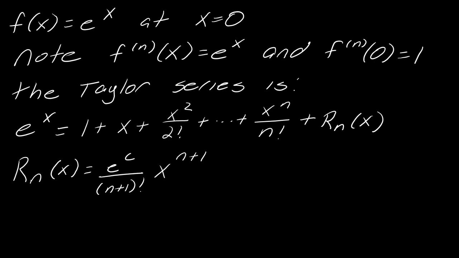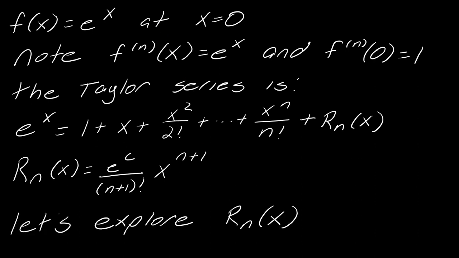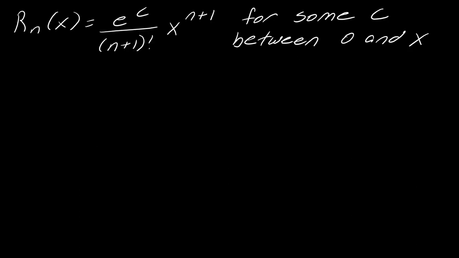Okay, I want to take a moment to pause and think about what we can say about this error term, this r sub n of x. We know that r sub n of x is e to the c over n plus 1 factorial times x to the n plus 1, for some c between 0 and x. And I really want to explore what this actually means.